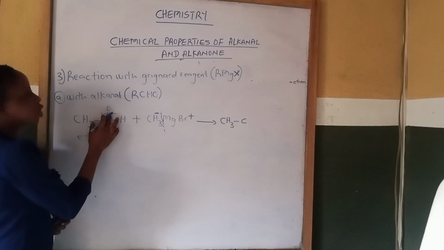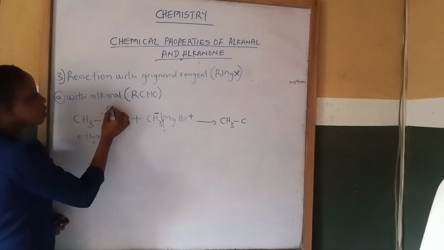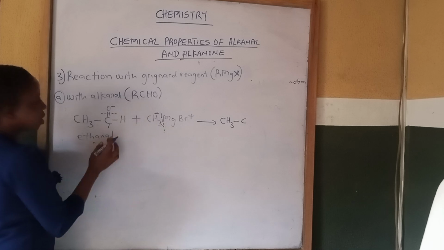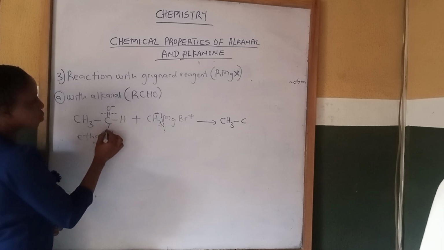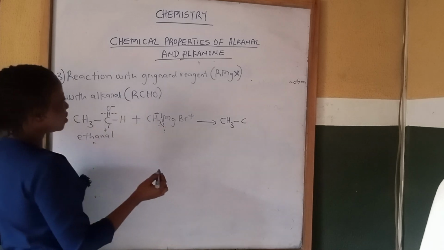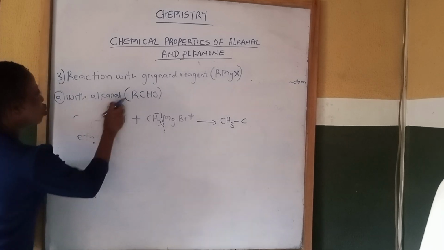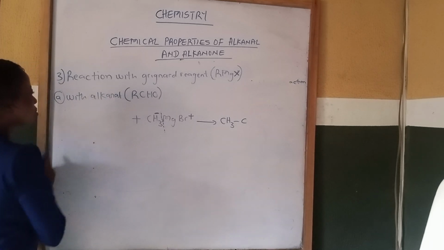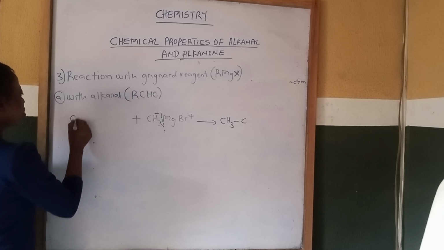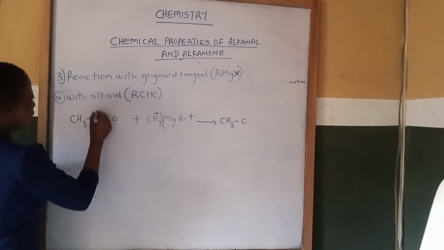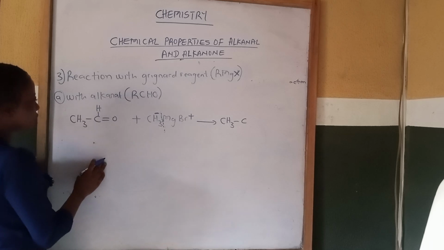See, so one of the double bonds has opened. So the oxygen is negative now. So this side will be positive. So let me draw the structure in this way. CH3, C double bond O, then hydrogen. Let our structure be in this form.